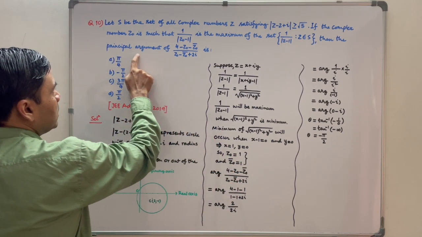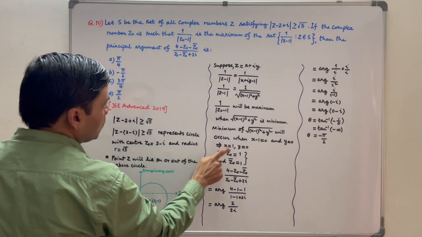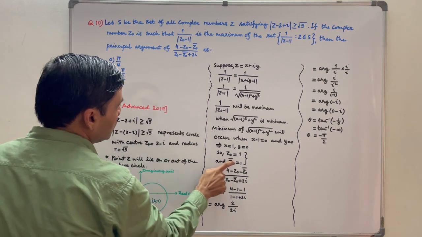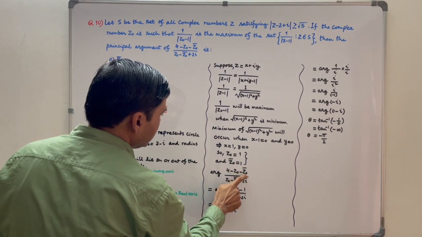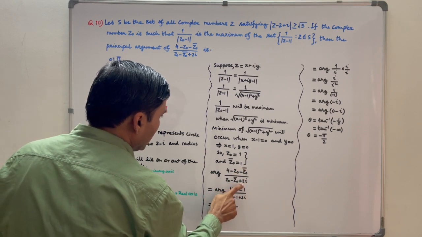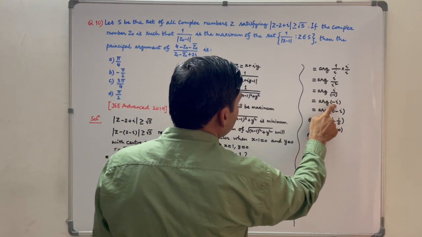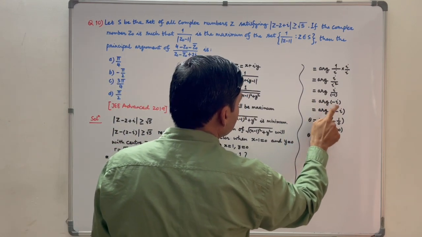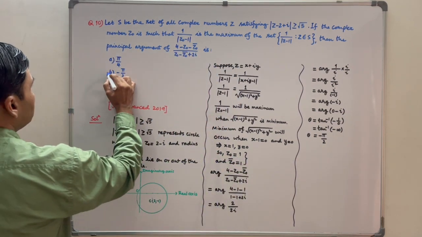Now we have to find the principal argument of this. Here we will put z0 is equal to 1 and z0 bar is equal to 1. So argument of 4 minus z0 bar upon z0 minus z0 bar plus 2i comes out to be equal to argument of minus i. And we know argument of minus i is equal to minus pi by 2. So the correct option is option B.